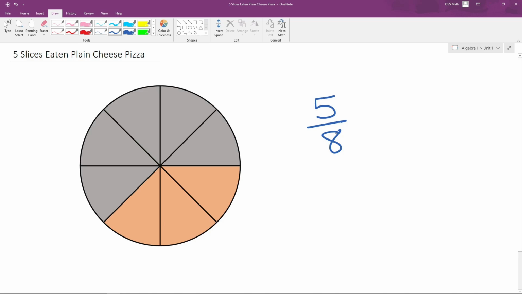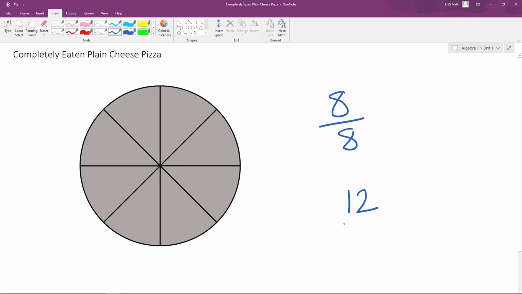Now, if you had a really bad day and ate all 8 slices, then you would have eaten 8 out of 8 slices, or 1 whole pizza. Pretty simple so far, right? But it can get a little bit squirrely if the top number gets bigger than the bottom number. So, for example, what if we had a fraction like 12/8? What does that look like in terms of our pizza?